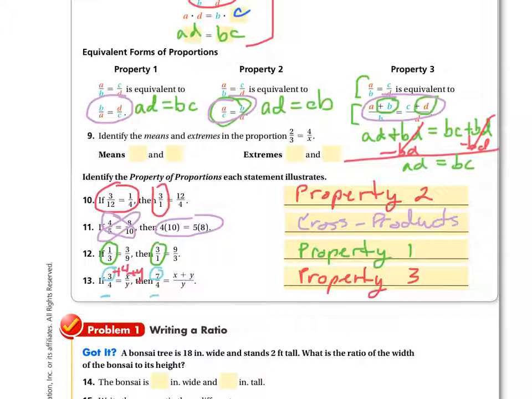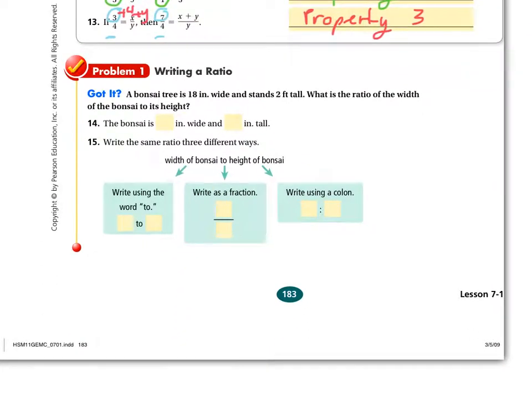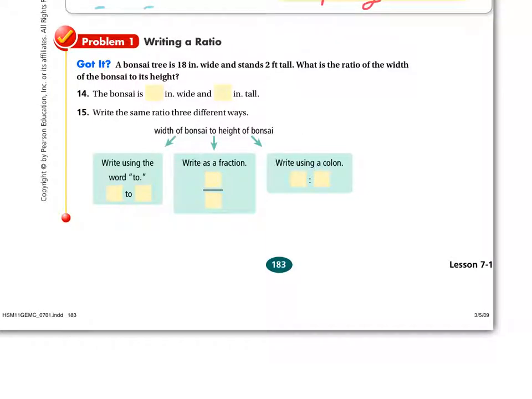Where they're taking the denominator of the fraction and adding it to the numerator. And oddly enough, it creates a true proportion. All right, so let's look at problem 1. You won't see me using property 3 that often.